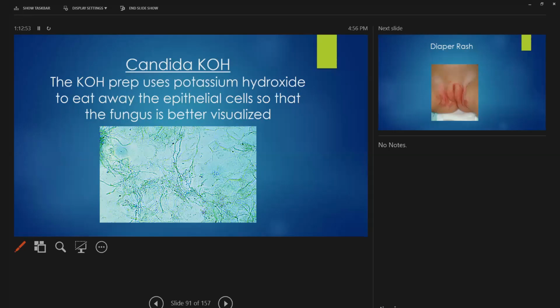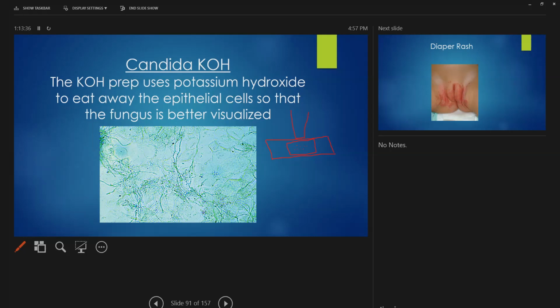This is a KOH prep. So a KOH prep is basically you're scraping some epithelial cells, trying to get some of this fungus to look at under the microscope. And what you do is you basically take the skin scrapings and put them on a microscope slide. And then here's your little skin scrapings. And then you put potassium hydroxide over the top and a slide cover, and the potassium hydroxide eats away all the epithelial cells, and then you look at it under the microscope and you see this.